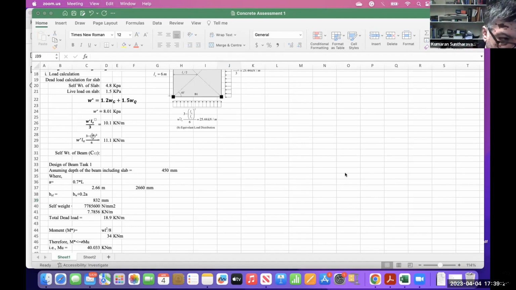That distribution may be triangle or trapezoidal, depending on your dimension. If you have trapezoidal or triangle distribution, then you need to find out the equivalent load as shown in this diagram. So find out the equivalent slab dead load from slab to beam. Then find out the equivalent live load from slab to beam.